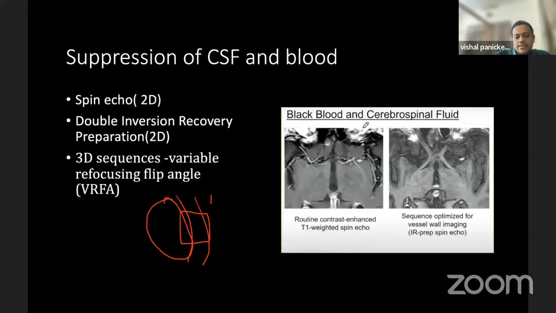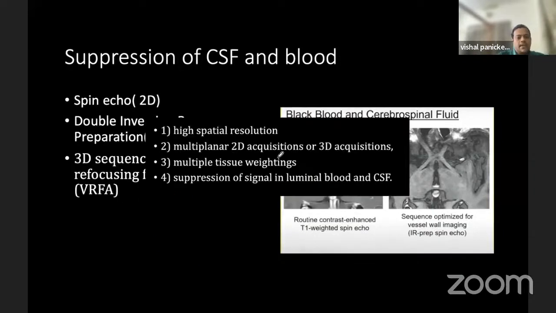In the first image, we can see a normal MRI T1 contrast image. There is a lot of enhancement along the blood vessels, that is, the MCA and its branches are getting enhanced. When we suppress this with the sequence optimized for vessel wall imaging, we can see the pathology. There is vessel wall thickening along the left middle cerebral artery. So in summary, we need a high spatial resolution, multiplanar 2D or 3D acquisition, multiple tissue weighting, and suppression of signals in the lumen and CSF for better visualization of the vessel wall.